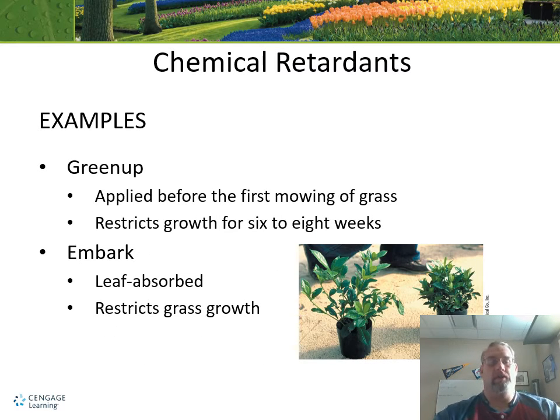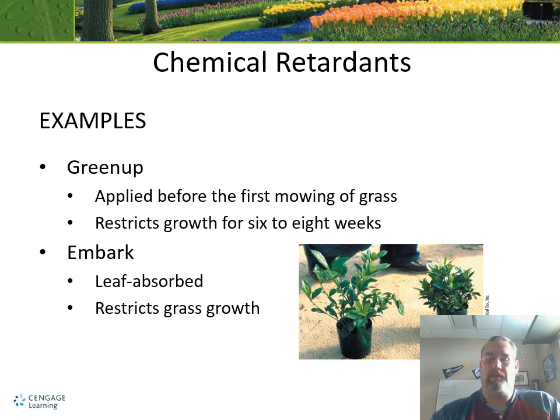Chemical retardants, there are several. Some of the ones that are common in the industry are Green Up or Embark. Embark is used for trees or grass, and these are going to limit the growth. There are other ones. There are many, many different products that work like this. They work for about 6 to 8 weeks. Once they have worn off within the plant, then you need to reapply.